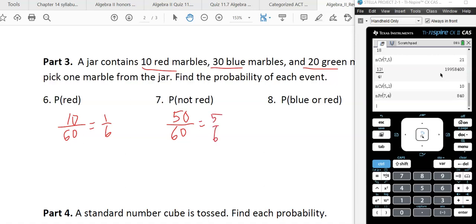Blue or red. There's no overlap between the two, so I'm just adding those, so that'd be 40 over 60, which is 2/3 if you simplify that.